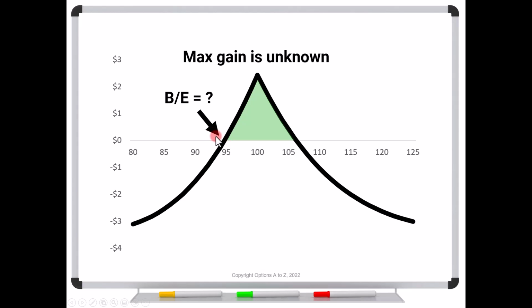This left one, we have no idea. What about the right one over here? We have no idea. Why? Because in order to figure those out, we would have to know what this value is and then figure out how far the stock could move before we just broke even. And because we don't know the maximum gain, we also don't know the break-even points.